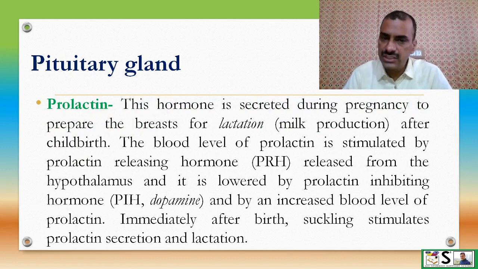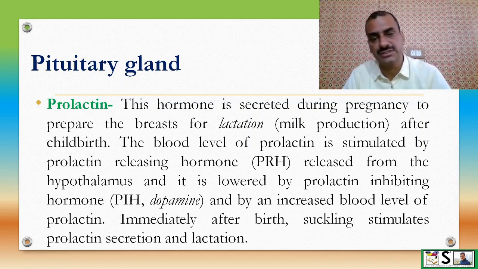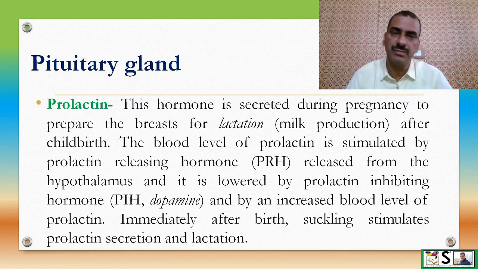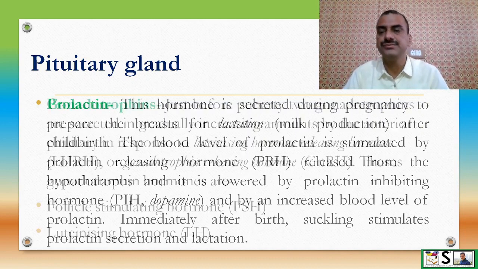Prolactin. This hormone is secreted during pregnancy to prepare breasts for lactation after childbirth. The blood level of prolactin is stimulated by prolactin releasing hormone PRH, which is released by hypothalamus and is lowered by prolactin inhibiting hormone, which is also secreted by hypothalamus. Immediately after birth, suckling stimulates the prolactin secretion and lactation.